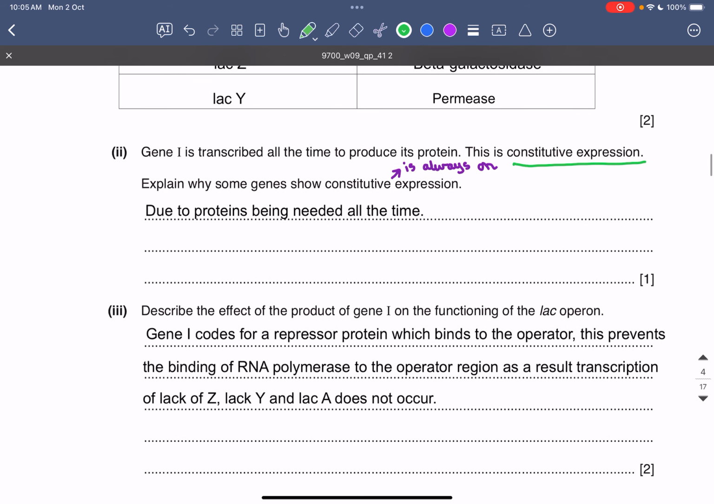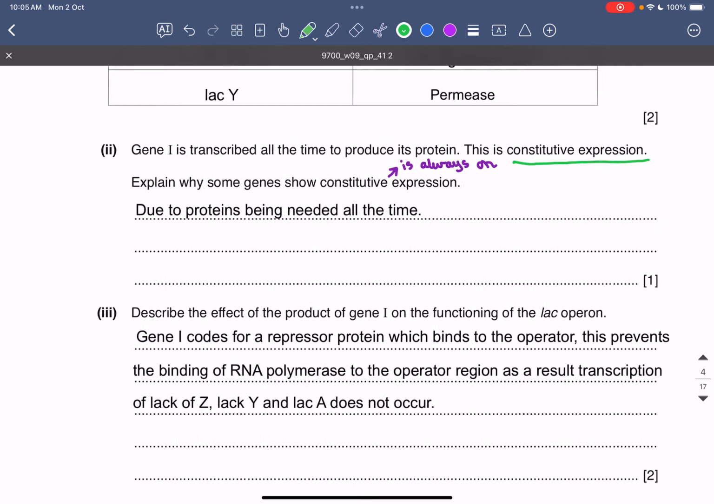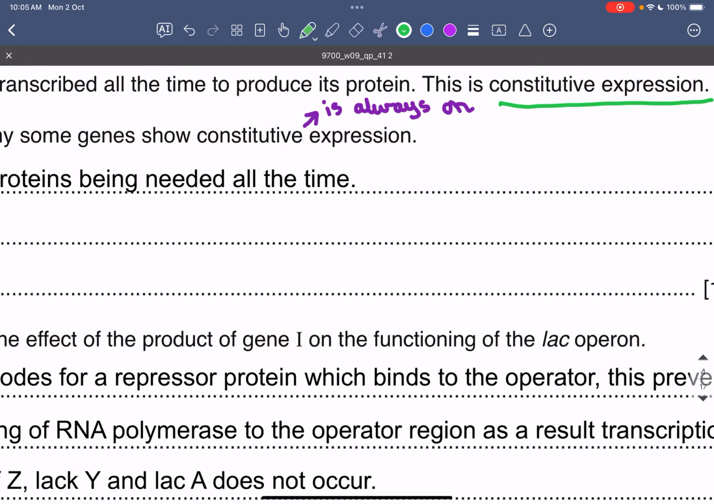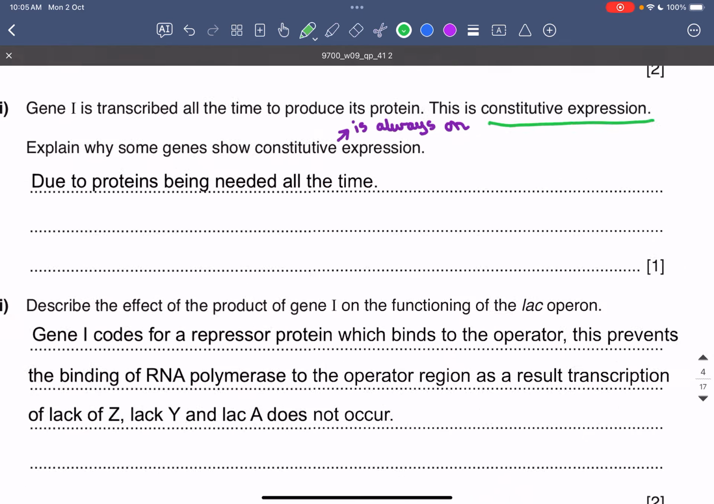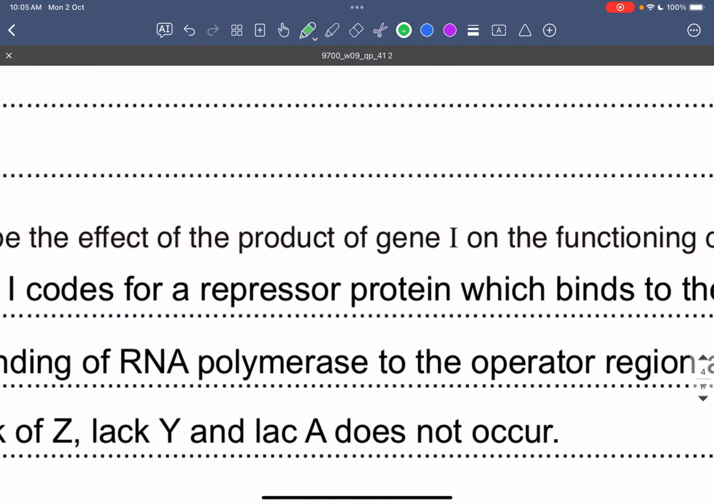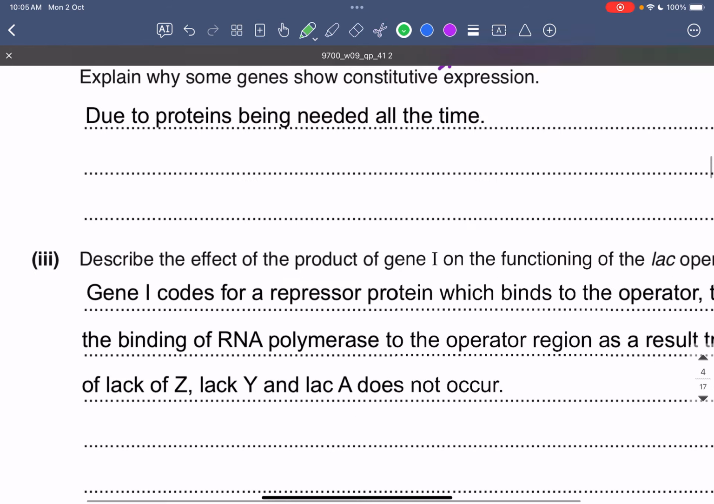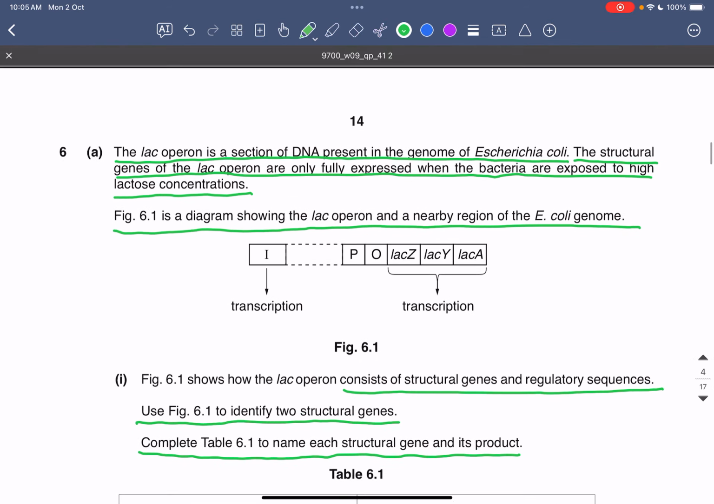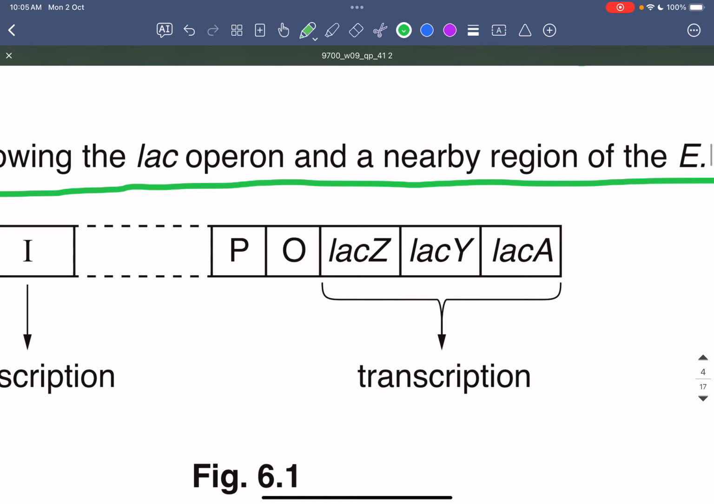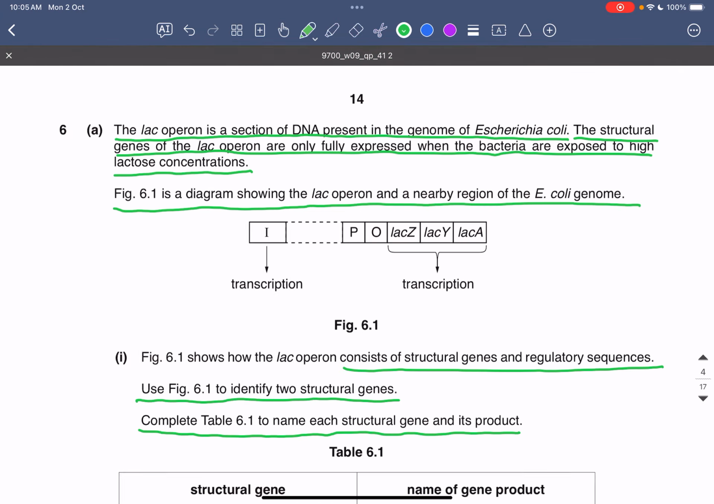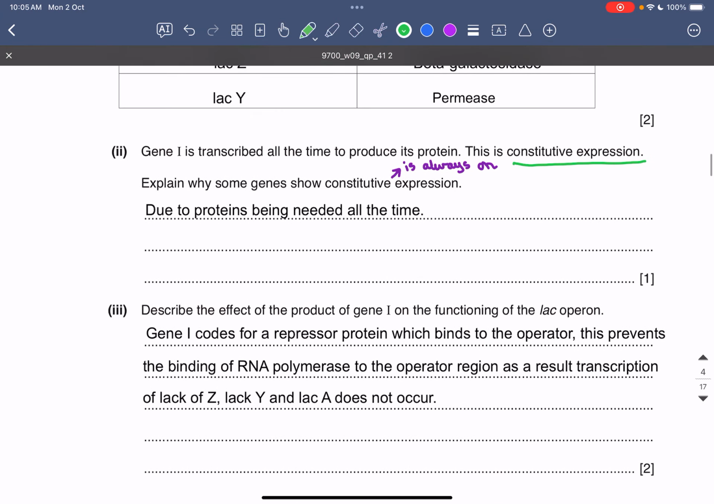Describe the effect of the product of gene I on the functioning of the lac operon. So basically, gene I codes for the repressor protein. It will bind to the operator. This binding will prevent the binding of RNA polymerase to the operator region, and because of this, transcription of lacZ, Y, and A will not occur.